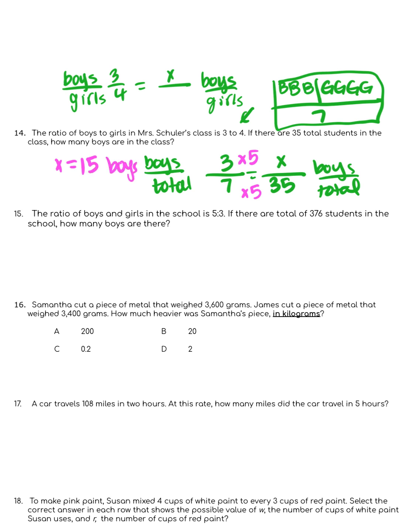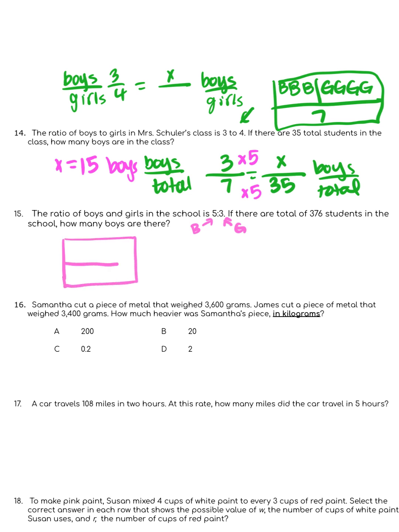The ratio of boys and girls in the school is 5 to 3. If there's a total of 376 in the school, then how many boys are there? Well, this is just like the other one. When it has the order of boys to girls like that, it tells you the order. So this is boys and this is girls. So it's giving me a part-to-part relationship, but asking me a part-to-whole.